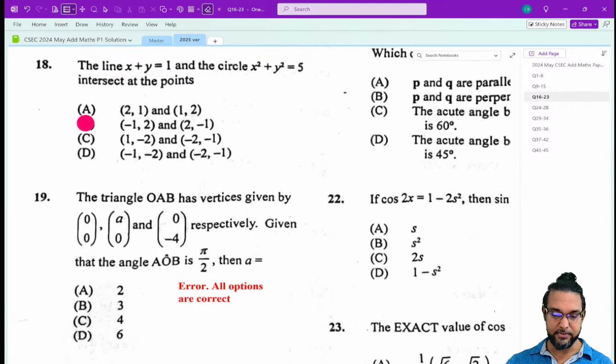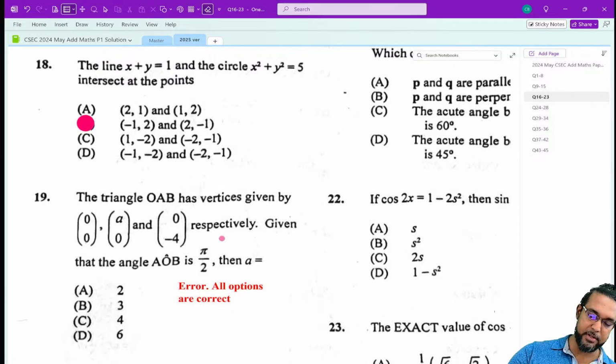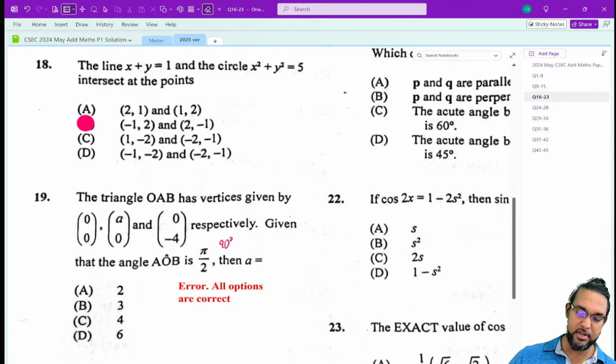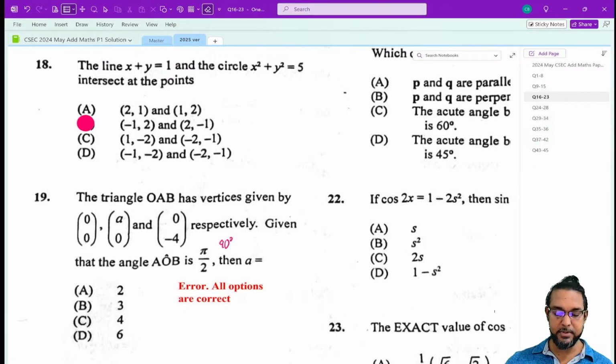triangle OAB has these vertices. Okay, so those are the positions. Given that angle AOB is pi over 2, and pi over 2 is 90 degrees, you have a right angle triangle. Which clearly means that, hold on, given that it was an A, okay, so define A. So these are in column vector format.